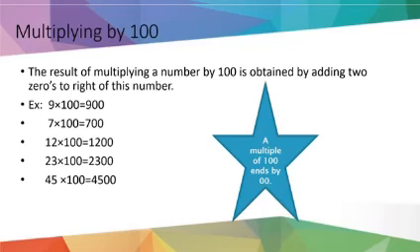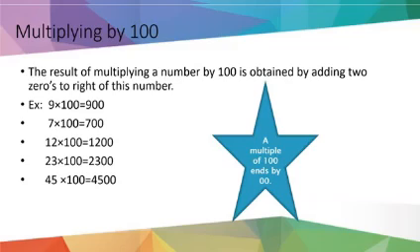How to multiply by 100? In order to multiply by 100, the result of multiplying a number by 100 is obtained by adding 2 zeros to the right of this number. So add 2 zeros to the right side of the number.